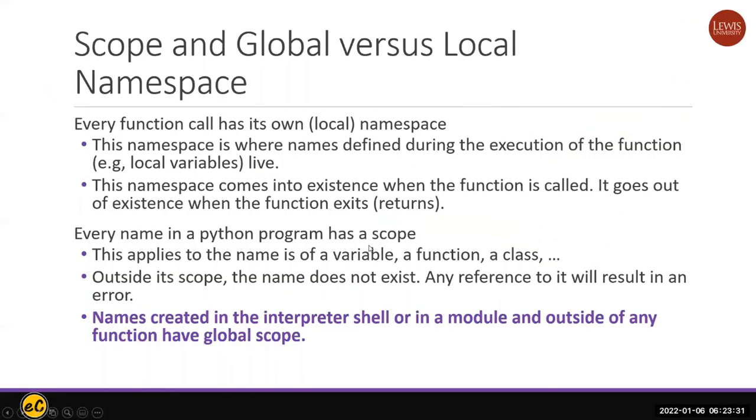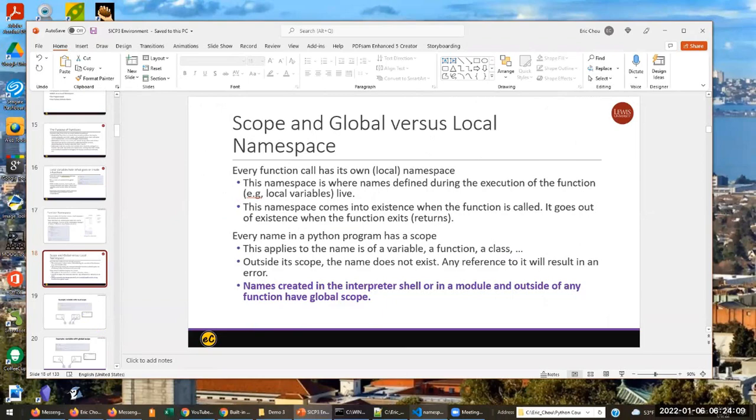That's that. Next one is scope, global versus local. Every function has its own local namespace. Remember, namespace is always different local when you call. So when you define a variable in a certain block, it will become a local variable. Remember that time when we had the if: if you use it before it is defined, then it's not allowed. Then you have to call it global or non-local.